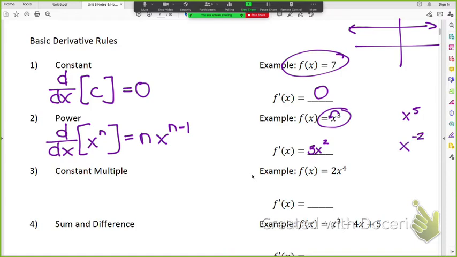What if I told you x to the -2nd? -2x to the -3. Yep. Yes, sir. So if it's like that symbol, what is the d? What is all the d over dx? Okay. What does that mean?